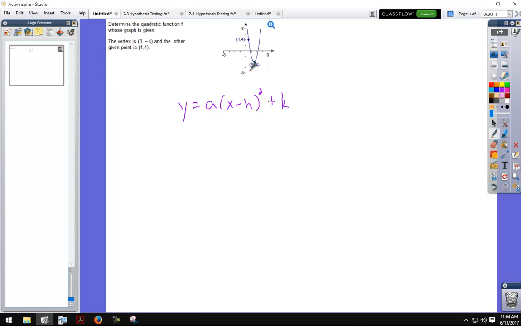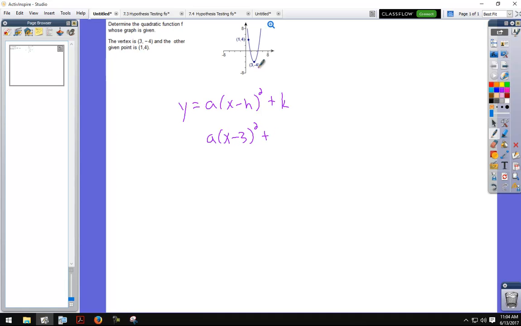So we notice that the graph was shifted. If we look at the x-coordinate of the vertex being 3, the graph was shifted 3 units to the right. So we know that that's going to be x minus 3 squared. Remember, whenever we subtract inside the function, that shifts us to the right. Whenever we add inside the square, that shifts us to the left. So this is going to be x minus 3.